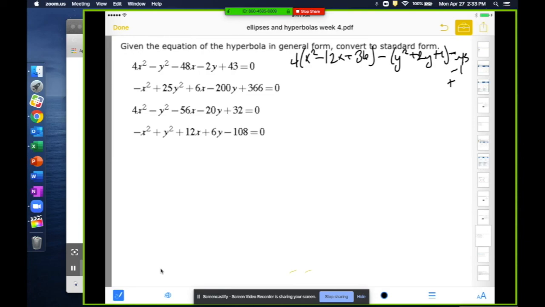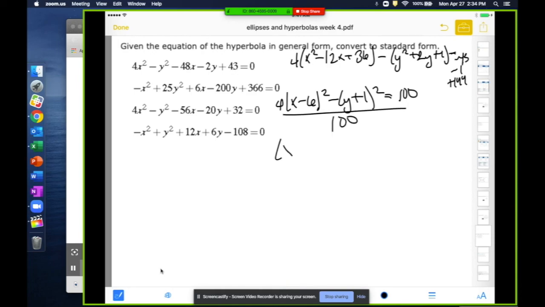So when I'm completing the square, I took that minus that I pulled out, and then the +1 that I got. So that's going to be where the -1 comes from. And then 4 times 36 gets me 144. So I get 4 times (x minus 6) squared minus (y plus 1) squared, which is going to equal 100. Divide by 100 to get equals 1 on the right hand side. As I divide by 100, 4 divided by 100 leaves me with 25 on the first denominator, and then with 100 on the second denominator.